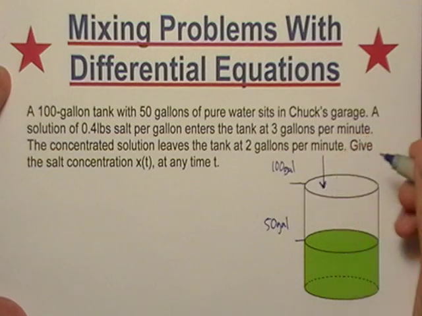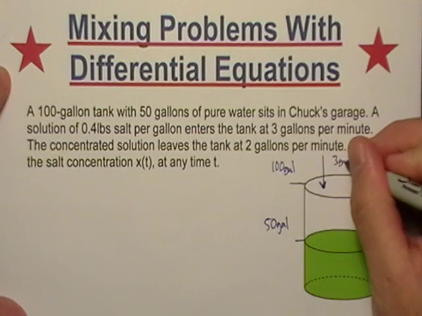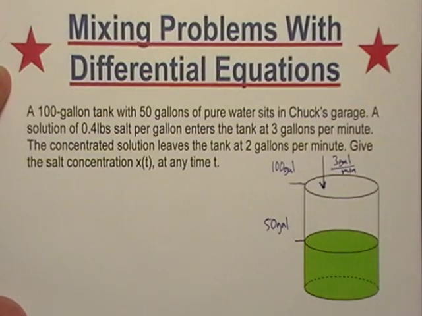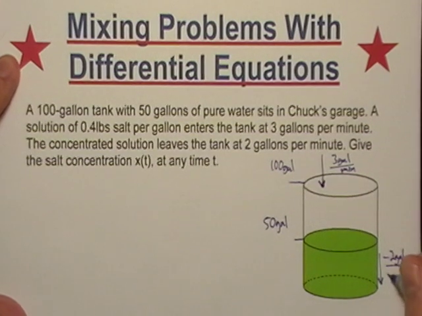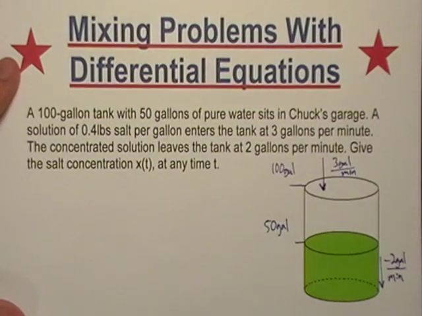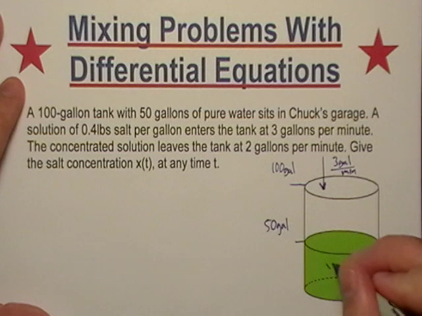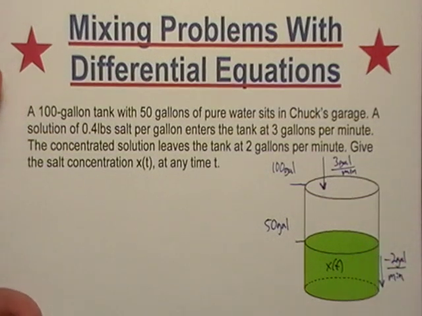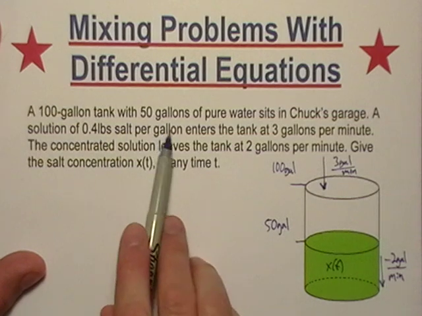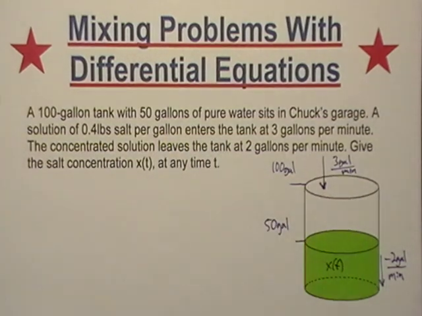We got solution entering the tank at 3 gallons per minute, and it looks like it's leaving the tank at, I'm going to put a negative sign in front of it, 2 gallons per minute. So let's see here, and x of t will describe the salt, and it looks like it'll be in pounds. Let's just stick to pounds, gallons, and minutes for our units.